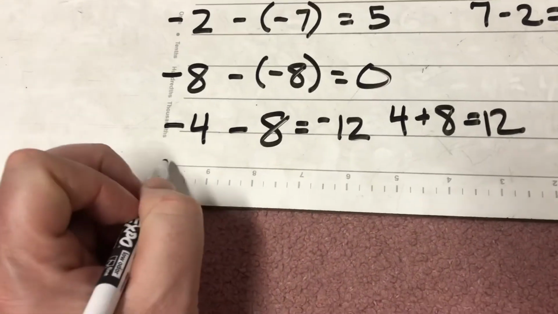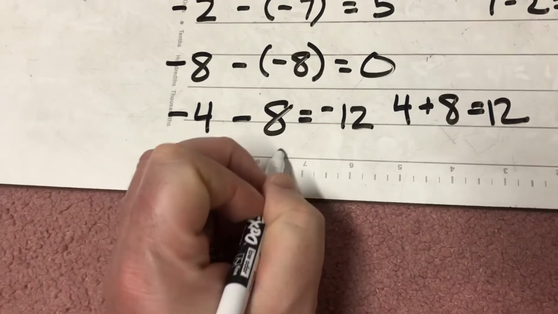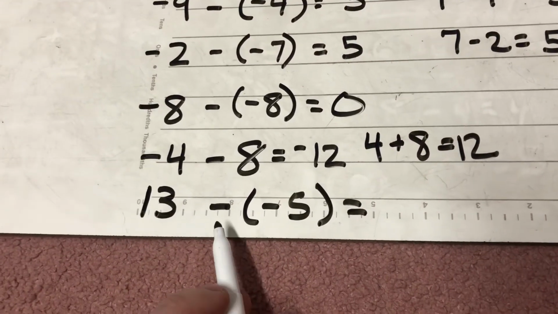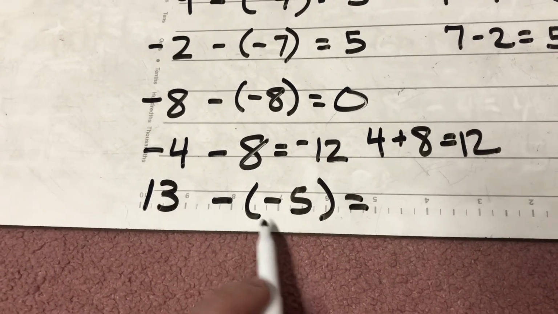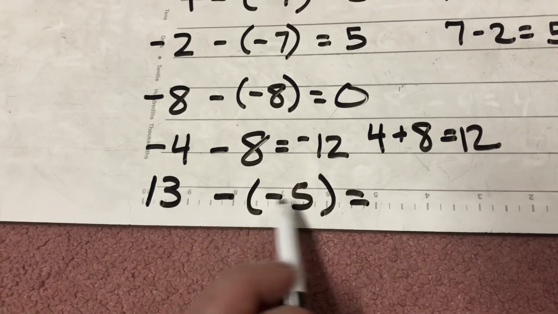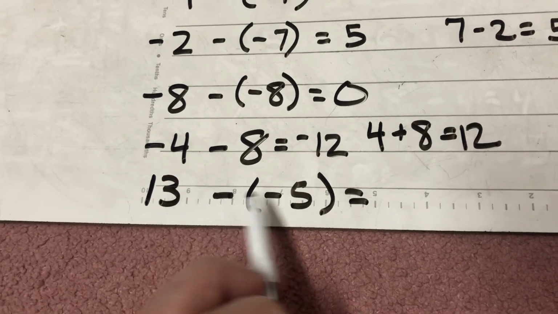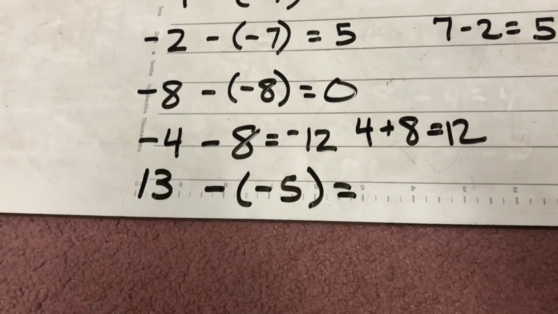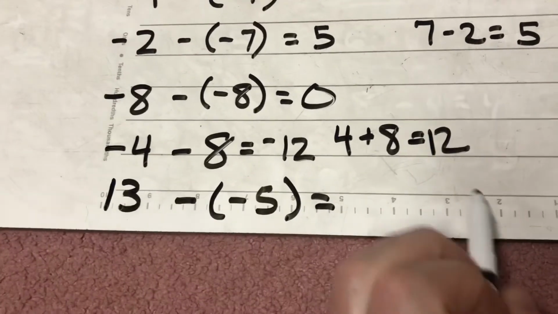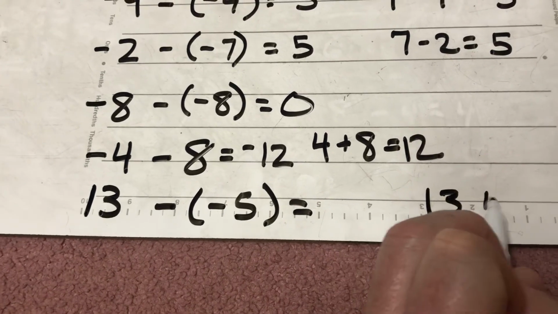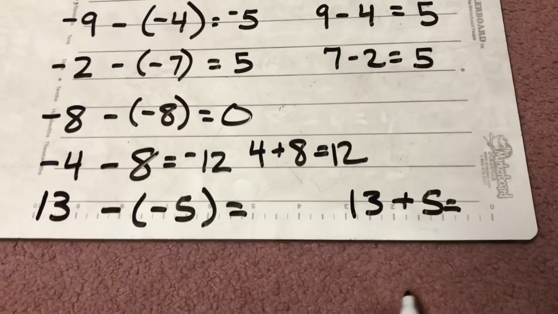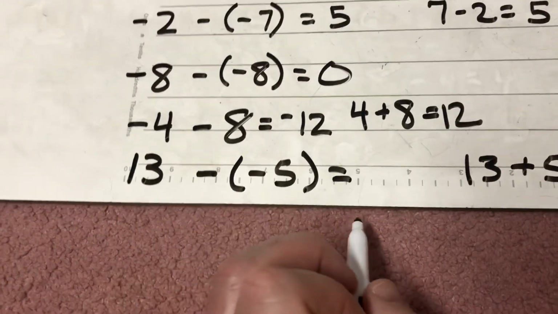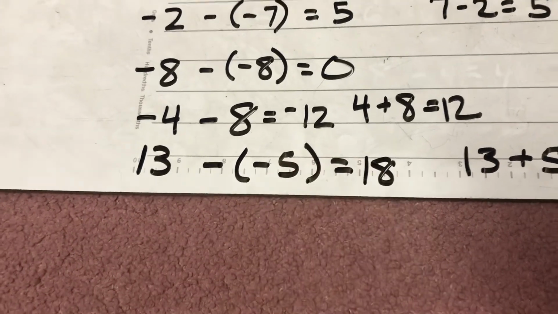Last one. Let's say I have 13 minus a negative 5. What does that equal? First of all, remind yourself that when we subtract a negative, and once again using parentheses to separate operational signs, that really means I'm adding. I'm getting rid of a negative, which means I'm actually adding. So this is the same thing as 13 plus 5. 13 plus 5 is 18, just like 13 minus a negative 5 is also 18.